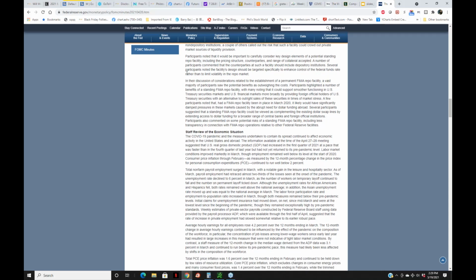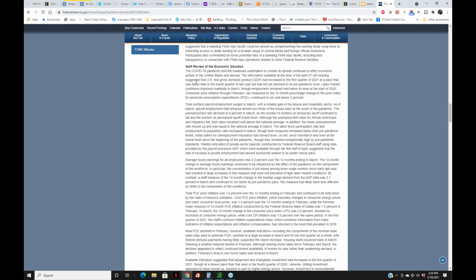Okay, so discussion of standing repo agreement. And the discussion relates to establishment of a permanent facility. A vast majority, that's when you pay attention. So the potential benefits outweigh the cost. So they do want to go into a permanent repo facility. Participants highlighted a number of benefits, including blah, blah, blah. So just laying out all their reasons for doing it.